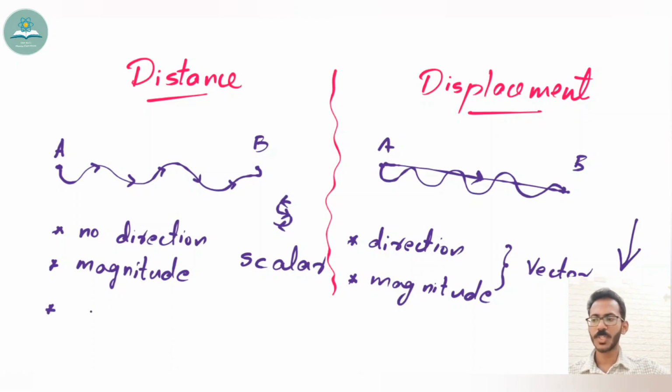The SI unit of distance is meter. The SI unit of displacement is also meter. Since both are units of length, the SI unit of both is meter.